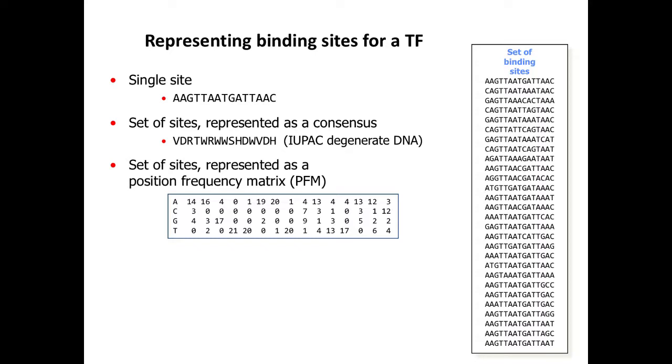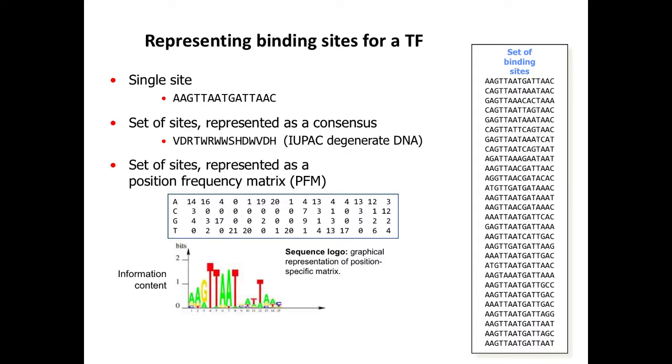And we simply count up the number of times we see each letter at each column, right? So the first column, we have 14, 3, 4, 0 T's. This fifth column, we have 1 A, 20 T's. The fourth column, you have 0 A, C, or G, 21 T's, and so on. And to a first approximation, this will incorporate what is known, or certainly what we think are the most interesting features of this set of binding sites. Right?